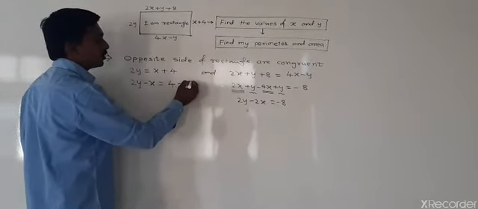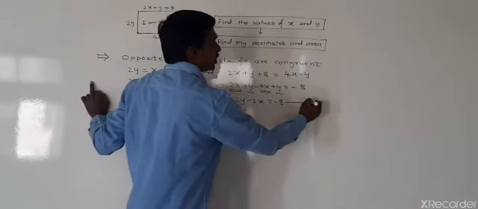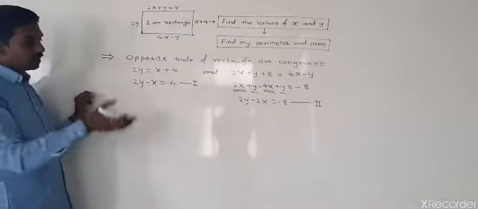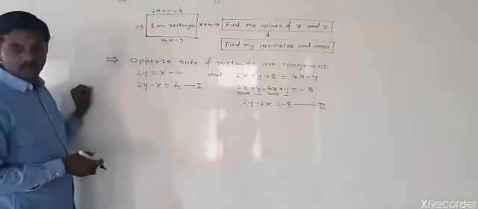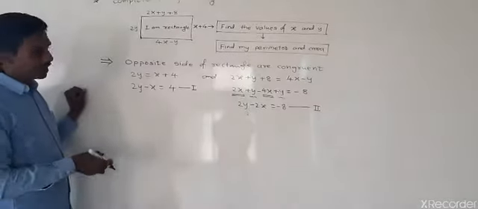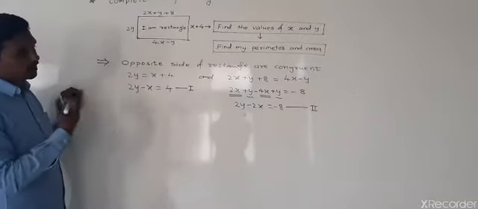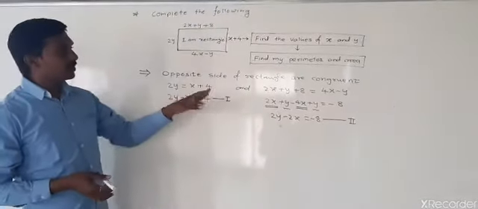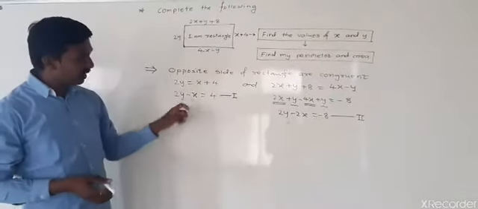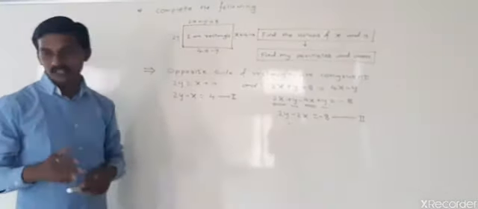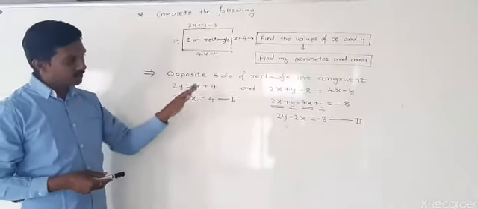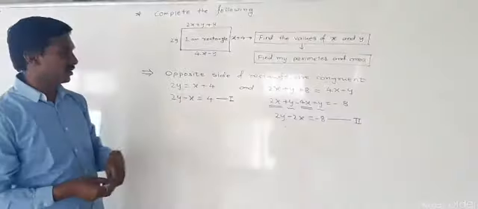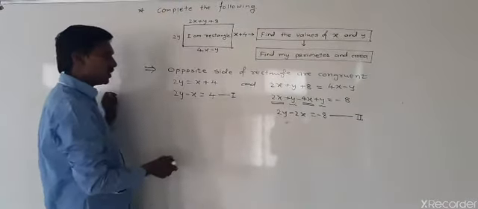Represent this equation as equation 1 and this equation as equation 2. And now you can easily solve this pair of linear equations in two variables using any method. Now we get a pair of linear equations in two variables. We frame the equations. Now we have to solve these equations using any method. We have the determinant method, the substitution method, the elimination method, the graphical method. You can use any method. So here we will solve these two equations by the substitution method.